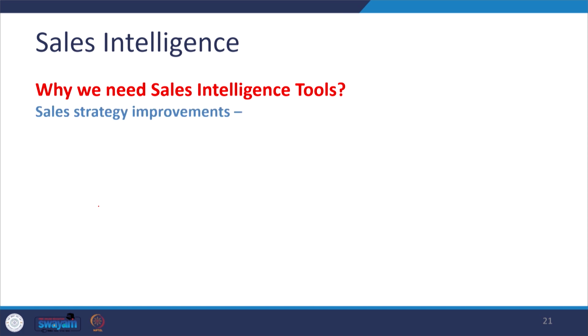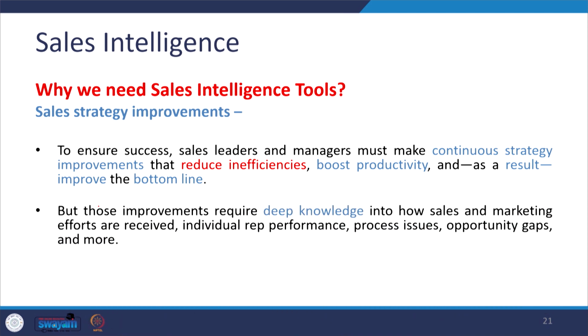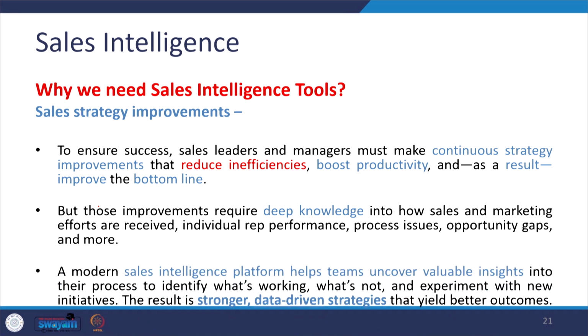Again, the next benefit of using a sales intelligence tool is to improve your sales strategy. To ensure success, sales leaders and managers must make continuous strategy improvements that reduce inefficiencies, boost productivity, and as a result, improve the bottom line, that is, profits. But those improvements require deep knowledge into how sales and marketing efforts are received, individual representatives' performance, process issues, opportunity gaps, and more. And that is where sales intelligence helps us.